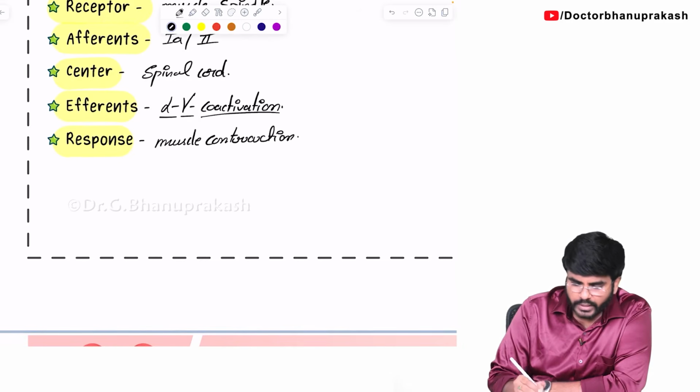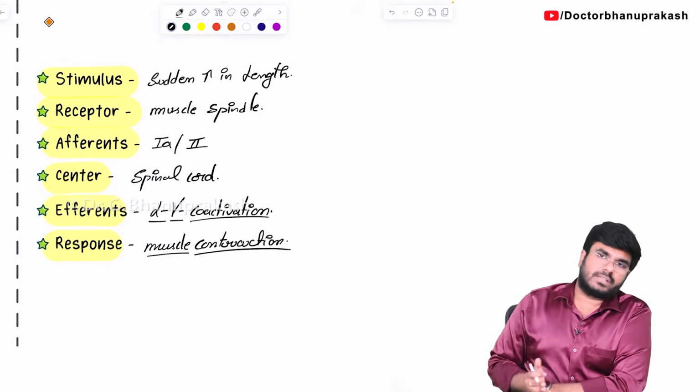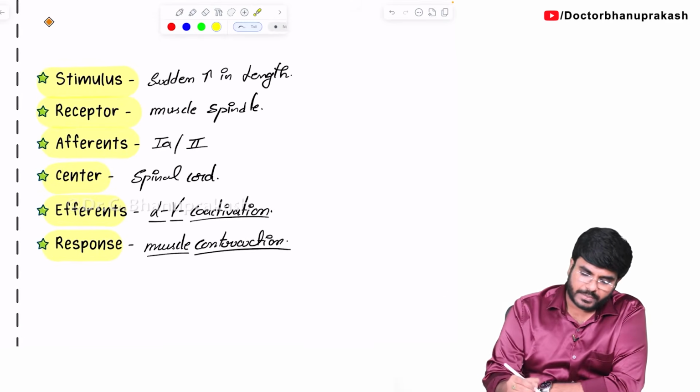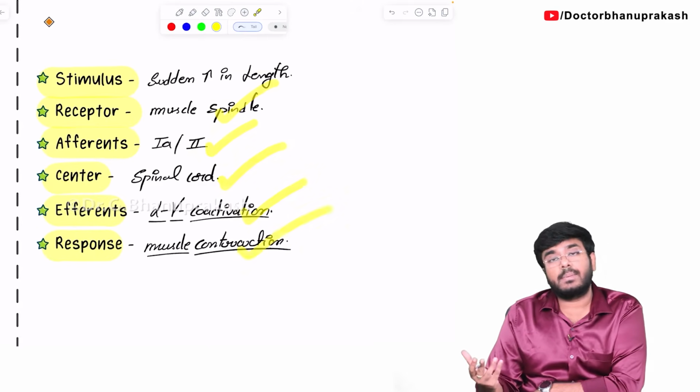Okay, the muscle is going to be contracted and that's what is going to cause a jerk. So these are the different components of the stretch reflex. In stretch reflex, the receptor is the muscle spindle, afferents are 1A fibers and secondary fibers, the center is the spinal cord, and the effector is alpha gamma coactivation and muscle contraction.